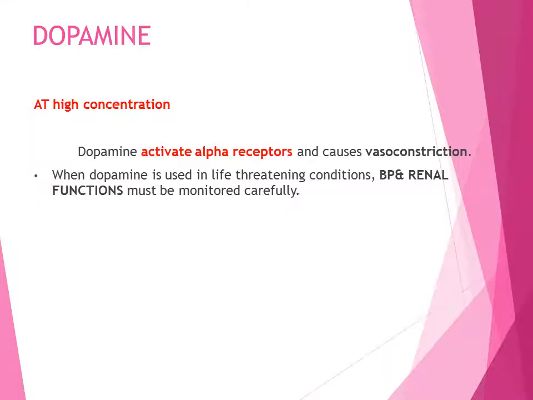At high concentration, dopamine activates alpha receptors and causes vasoconstriction. When dopamine is used in life-threatening conditions, blood pressure and renal function must be monitored carefully.